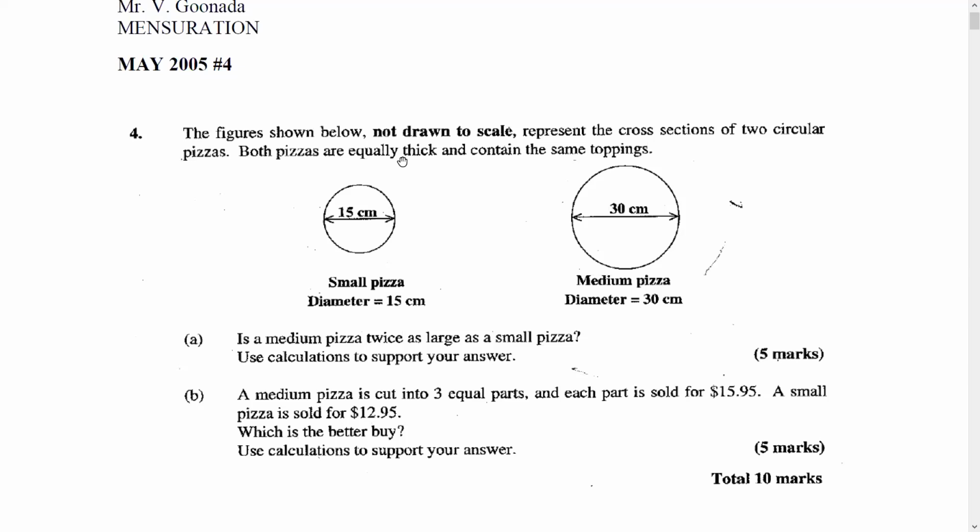Could you explain what we find? Because I know the question is whether the medium is twice as large as the small pizza. So would we compare the sizes in diameter? Like the diameter of the medium pizza is 30, so it's double the size of the small pizza, which has a diameter of 15. Thanks, I guess. You're welcome.